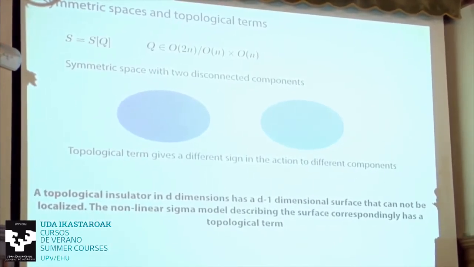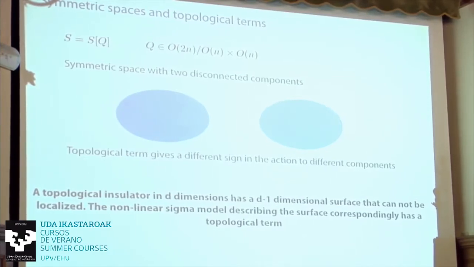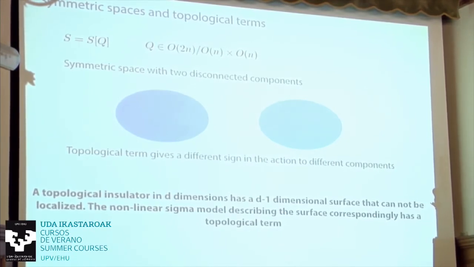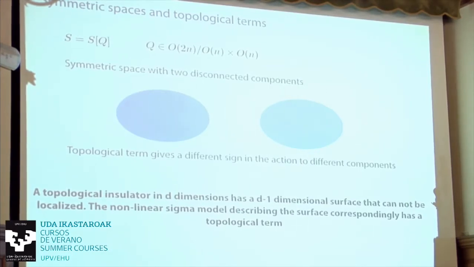What matters is this. I can now generalize this result. I can think of a topological insulator in D dimensions as having a D minus 1 dimensional surface. Let me do this again. So a topological insulator in D dimensions has a D minus 1 dimensional surface that cannot be localized. In the quantum Hall effect, it was chiral and just moved like this. It was simple. We didn't really have to do much calculation.